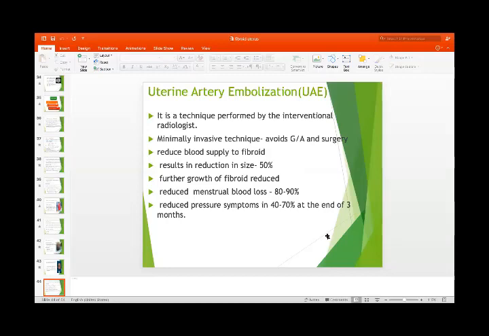This is a radiological technique performed by the interventional radiologist, uterine artery embolization. It is a minimally invasive technique. It avoids general anesthesia and surgery. It reduces the blood supply of the fibroid. It results in reduction in size by 50%, and further growth of the fibroid is reduced. It reduces the menstrual blood loss by 90%, and pressure symptoms are also reduced in 40-70% at the end of 3 months. So these are the advantages of uterine artery embolization.